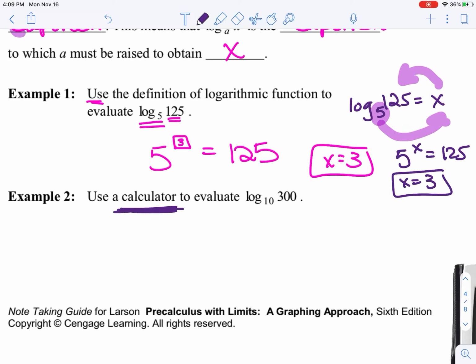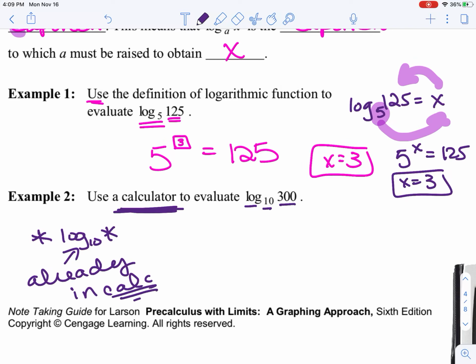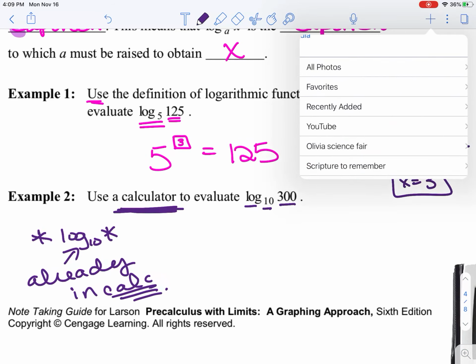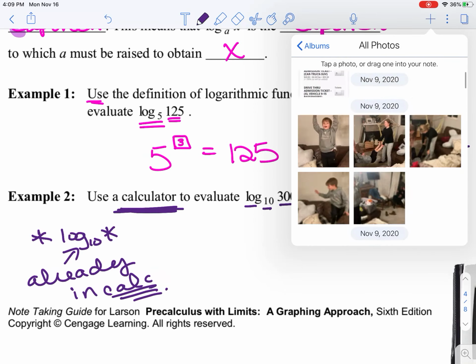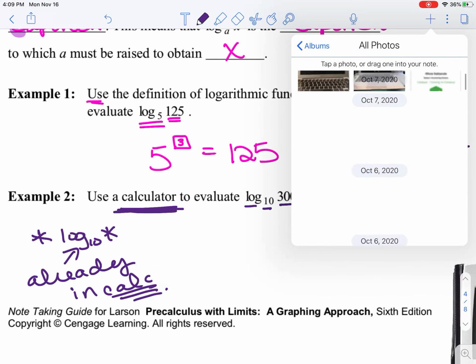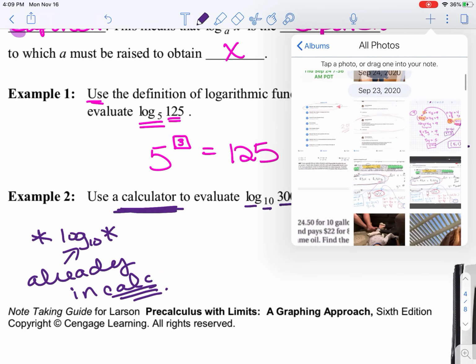And then this one's pretty simple. We're going to use our calculator and evaluate log base 10 of 300. Just keep in mind, log base 10 is your common log, and it's already in your calculator. The base that's assumed in your calculator is a log, no other base. So if you look at your graphing calculator, which I'm going to pull mine up, which is pretty far away, but that's okay, I'll find it. It's from September 8th.